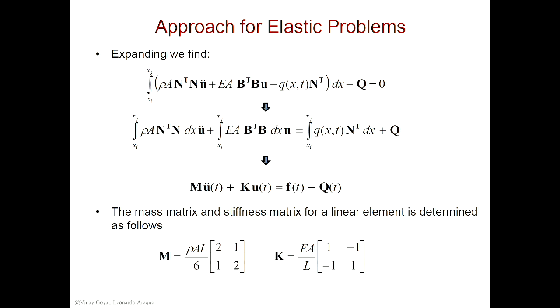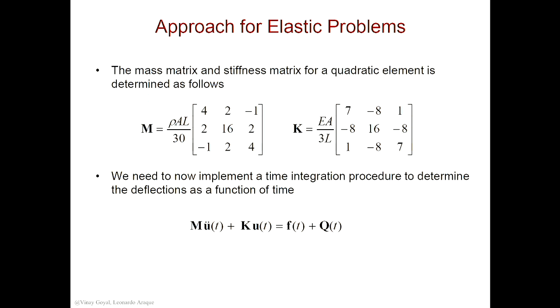Now I can calculate M and K bold for a quadratic element. For a quadratic element, here is how it looks. It looks a little bit more complicated. Rho AL over 30, and then this is how it looks. K is given by this, and you already saw this in a previous lecture when we talked about quadratic elements.